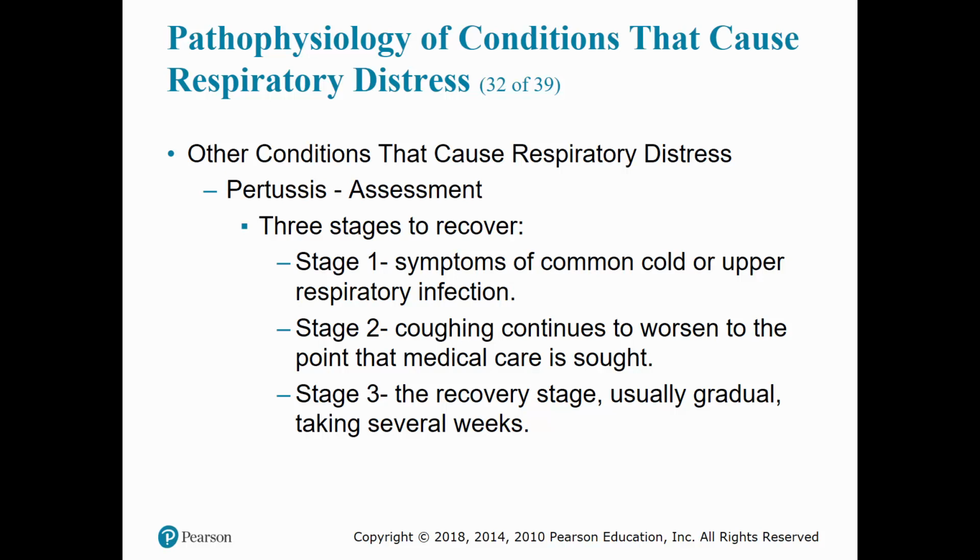Now, there are 3 stages of the recovery if those are going through pertussis that you need to assess for. During the first stage, these are when you'll have those common cold or upper respiratory infections.